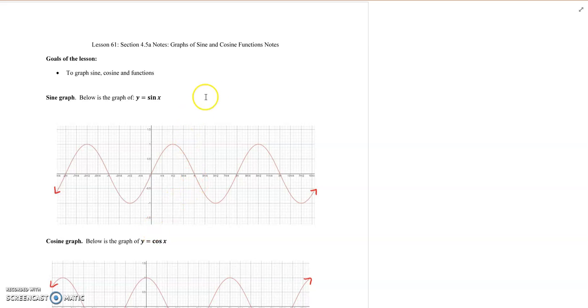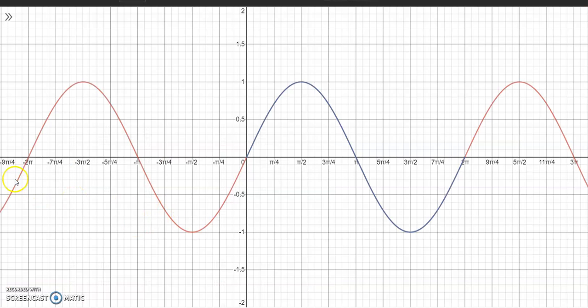Today we're going to explore the graphs of sine and cosine functions. Here is the graph of sine of x. You can see, in fact, that it is periodic. The periodic nature of the sine graph shows that it actually goes on forever.